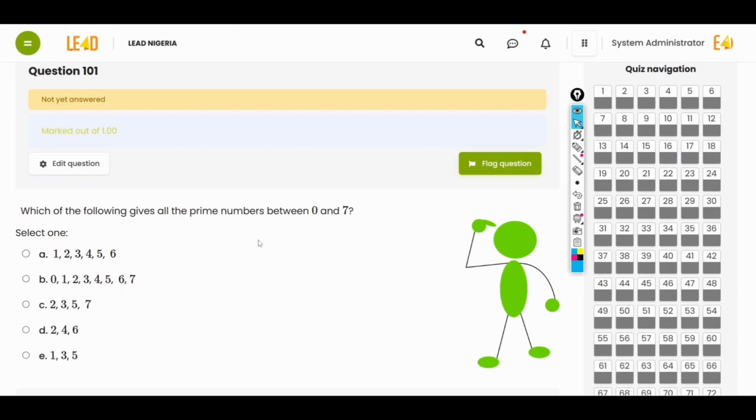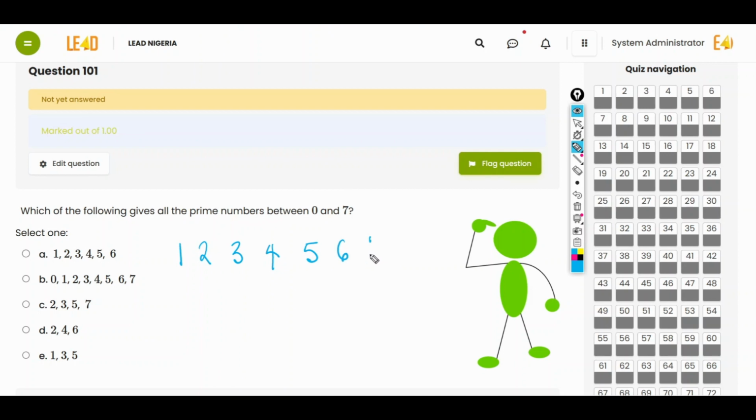Okay, 101. Which of the following gives all the prime numbers between 0 and 7? Okay, so let's list them all out, and then we'll just pick out the ones that are prime. So we have 1, 2, 3, 4, 5, 6.